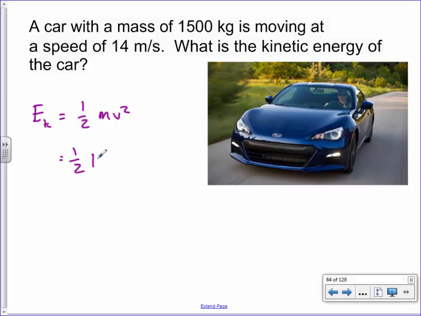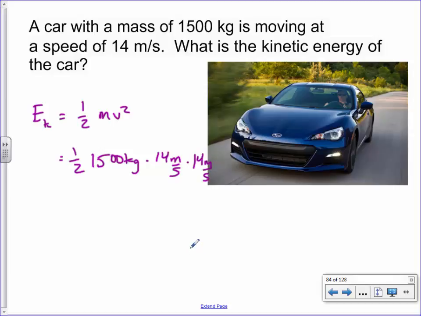Alright, well the mass was 1,500 kilograms. And the velocity was 14 meters per second. We've actually encountered squaring a number before. I might recommend, if you'd like to, you can actually write the 14 next to itself. Or if you want to, you can just use the little squared button on your calculator. I'm going to write it next to itself, but you don't have to do that.